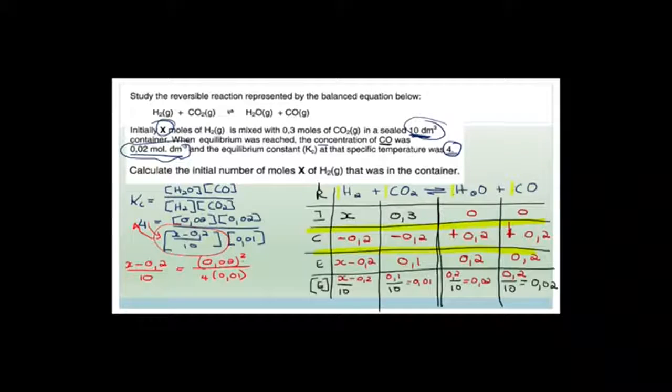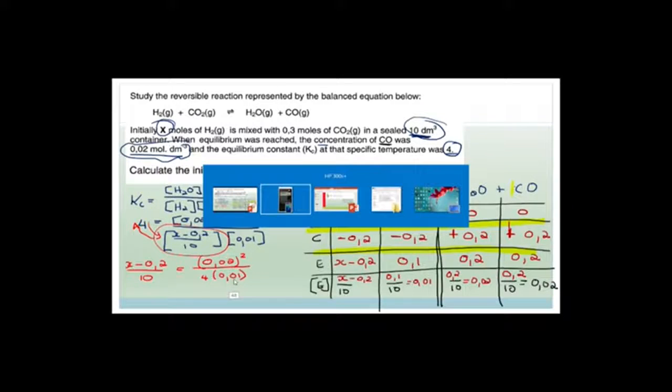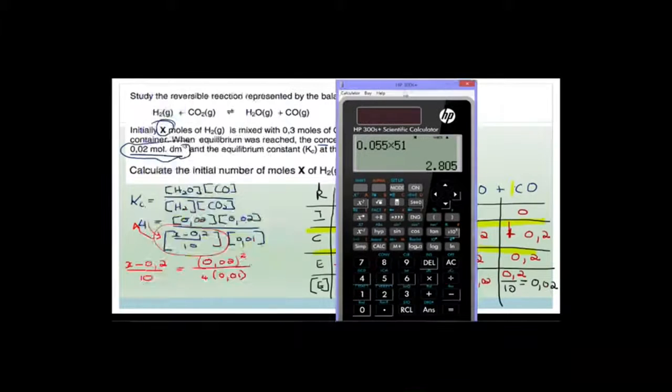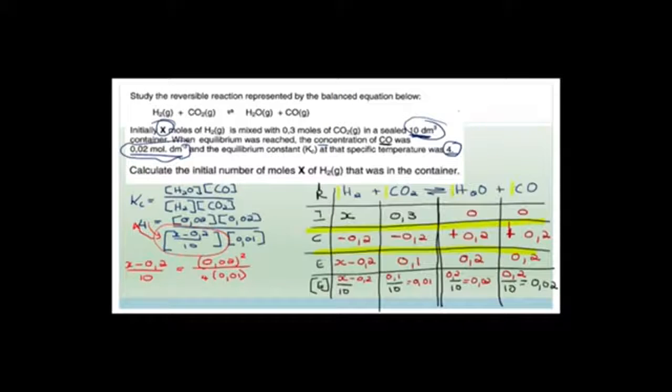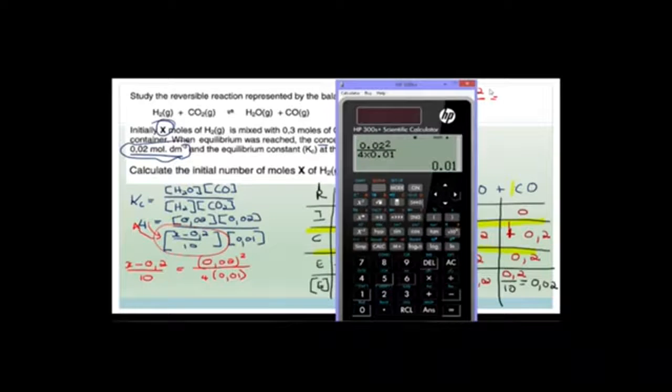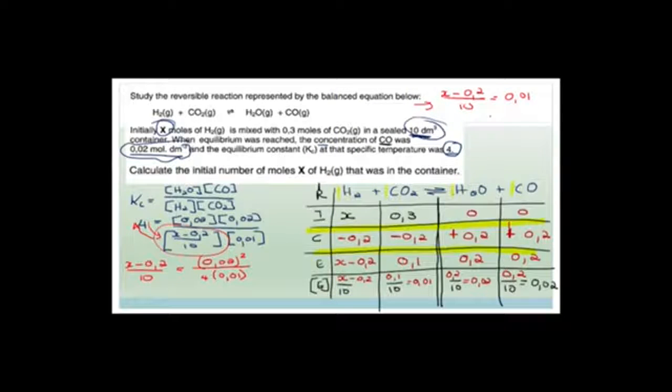Okay, so let's work this out on our calculator first, just to get rid of some stuff. We've got a fraction, we've got 0.02 all squared, all over 4 times 0.01, and that equals 1/100, which is 0.01. Makes life a lot easier. So I'm going to write up here now: x minus 0.2 over 10 is equal to 0.01.